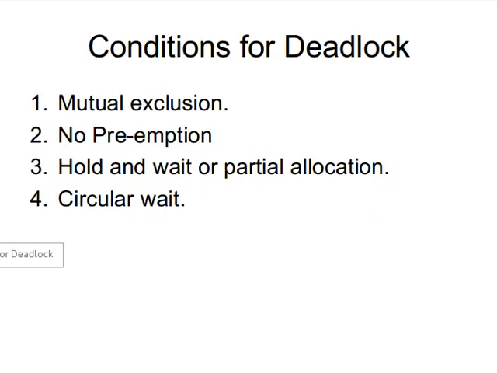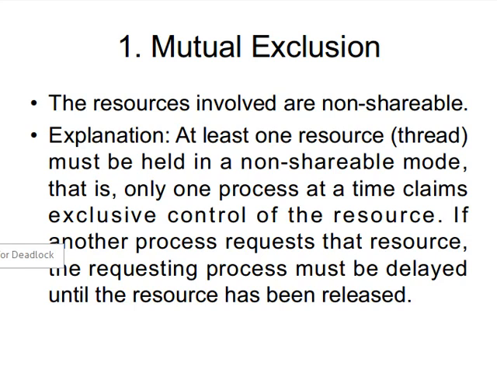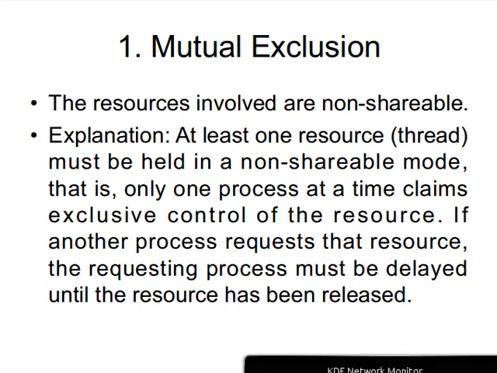Generally, for four reasons, a system will face deadlock. They are: first one, mutual exclusion; second one, no preemption; third one, hold and wait; fourth one, circular wait. Now come to mutual exclusion. The resources involved are in non-shareable mode. That means at least one resource must be held in a non-shareable mode. That is, only one process at a time claims exclusive control of the resource. If another process requests that resource, the requesting process must be delayed until the resource has been released.